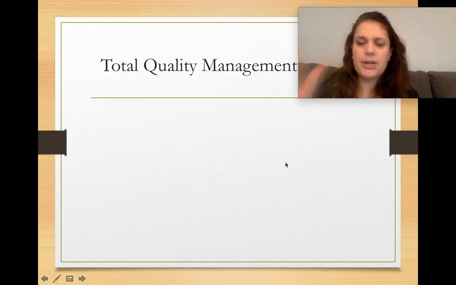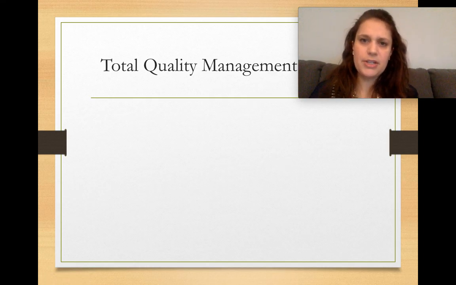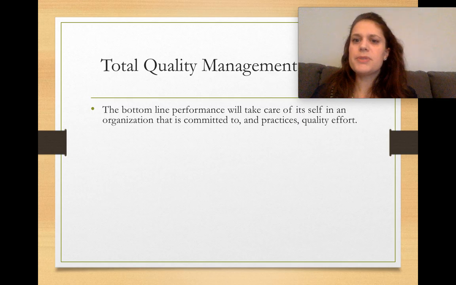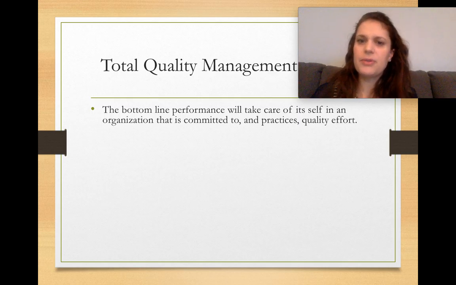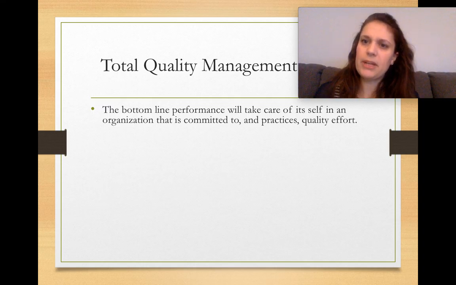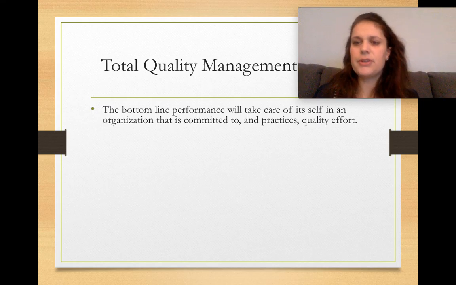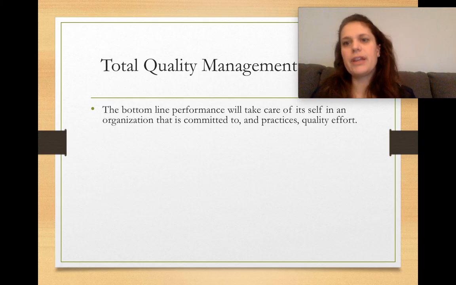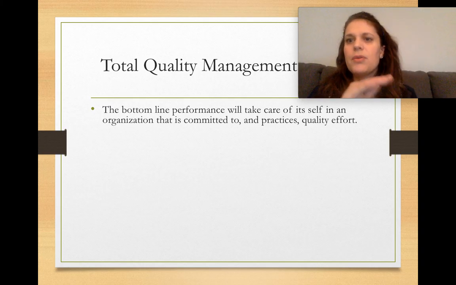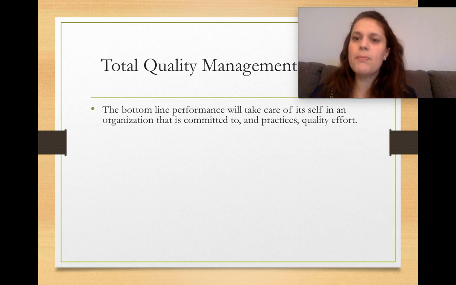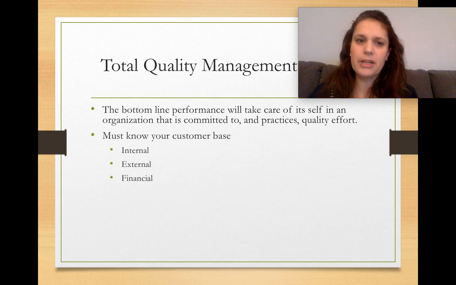So total quality management, we're nearing the end of this presentation here. The bottom line performance will take care of itself if the organization is committed to and practices quality effort. Basically, the whole premise of total quality management is that if we pay attention to and are committed to the practices of quality, then the bottom line will take care of itself. We don't have to worry about whether or not we're going to make a profit. If we concern ourselves with the quality of our products and the quality of our services, we will make a profit. That's the whole idea behind total quality management.